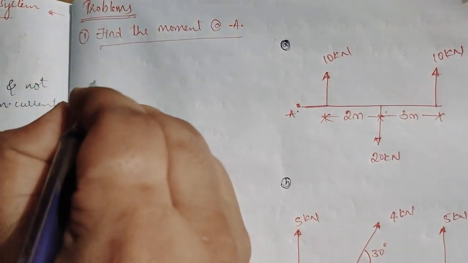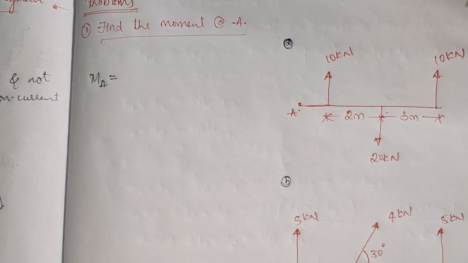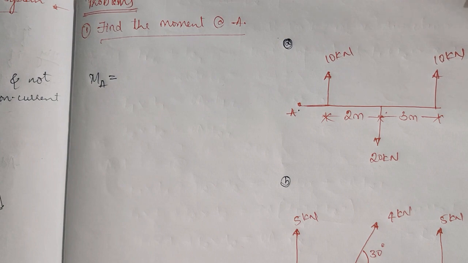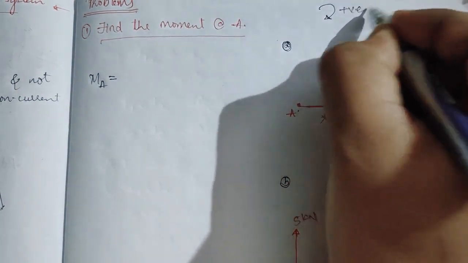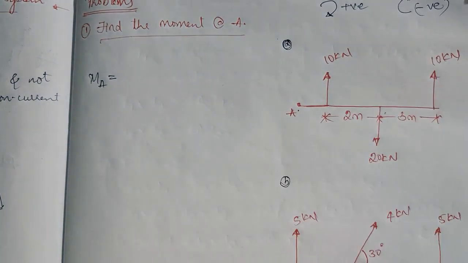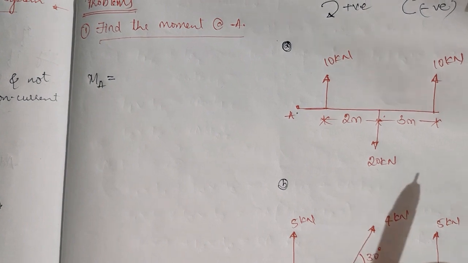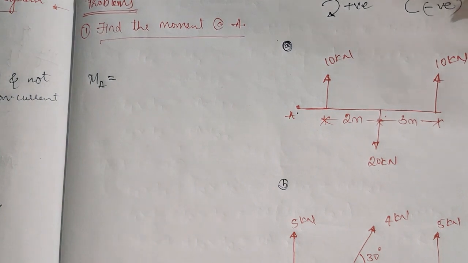Now we will find the moment at A. What is the moment at A? I already explained yesterday what the moment is. The moment of a force is defined as the rotational effect or turning effect of a force about a point. The rotational effect may be clockwise or anti-clockwise. Clockwise we take as positive and anti-clockwise as negative. The mathematical expression to calculate moment is force into perpendicular distance.